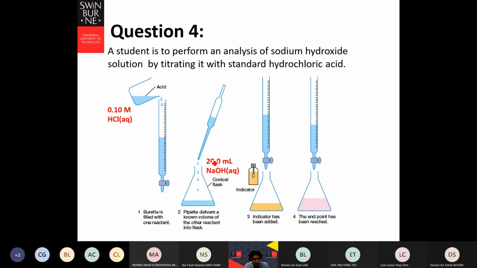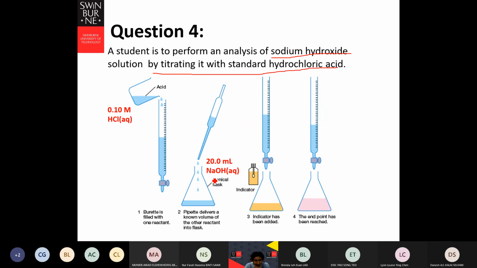And then we know the concentration of that acid or base. So by adding a known concentration of acid or base to a base or acid, we know the concentration of the unknown. Let's say that is the acid, 0.1 molar HCl. We are doing a titration reaction. So students perform the sodium hydroxide solution titration by titrating it with standard hydrochloric acid.